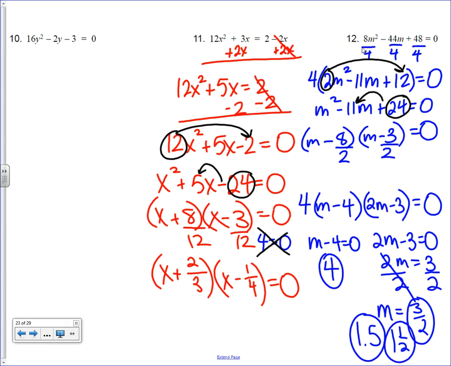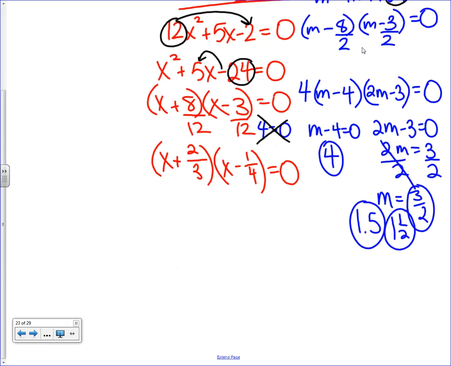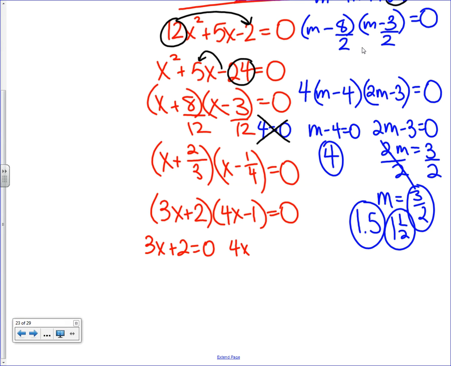Everybody doing all right? Okay, so the last thing I need to do here, Logan, is get rid of these fractions. This 3 has to go in front, and that 4 also has to go in front. You doing all right, guys? Yeah? And finally, since it's equal to 0, we actually have to solve these guys.